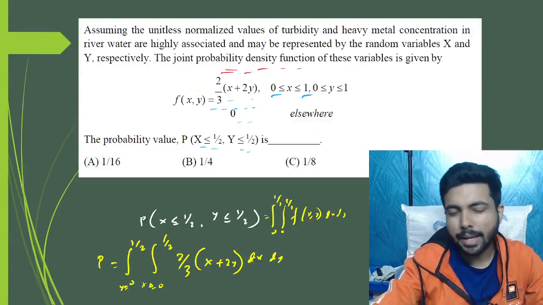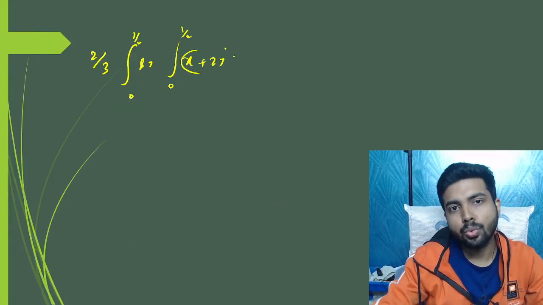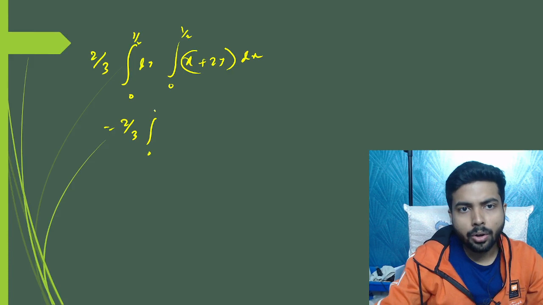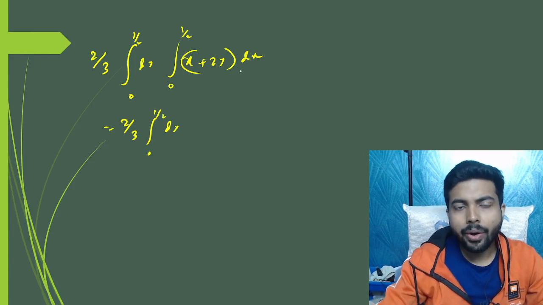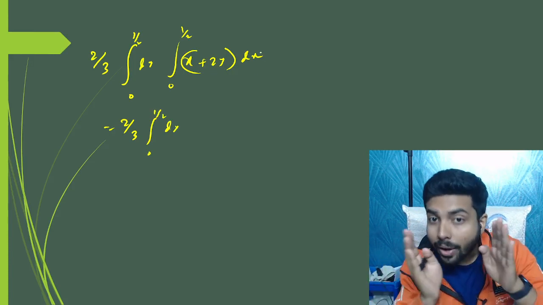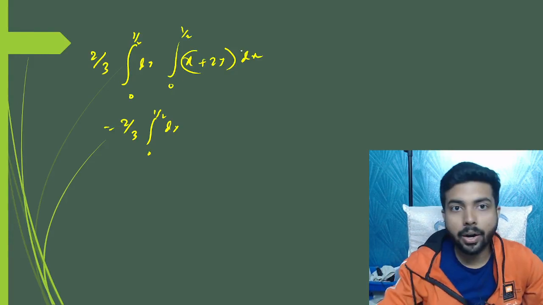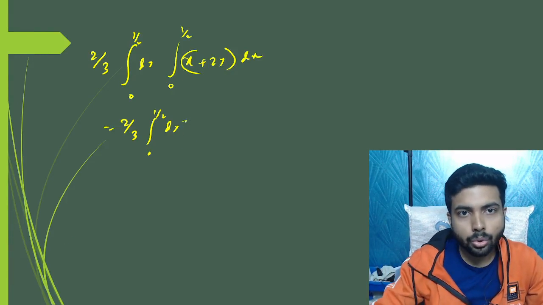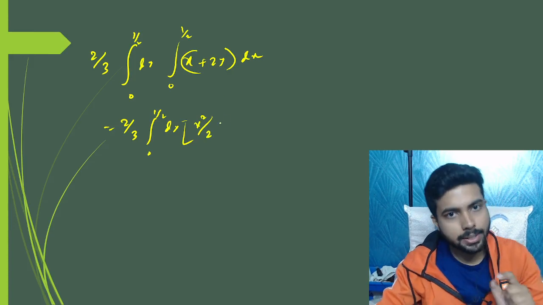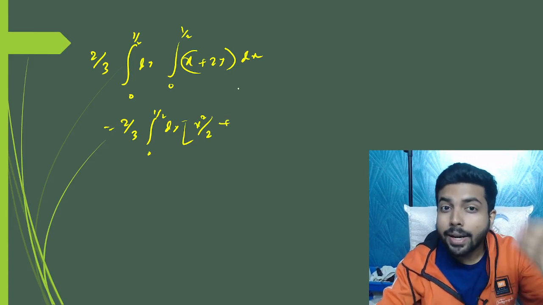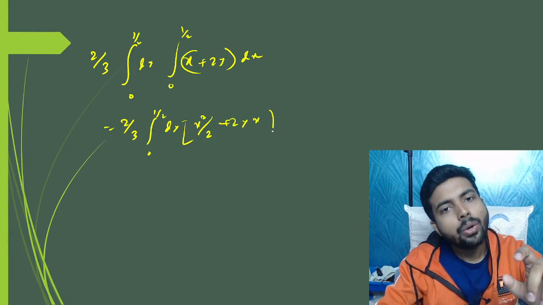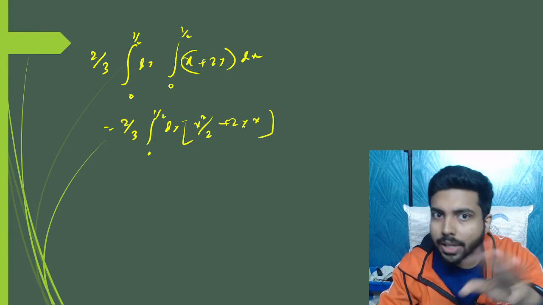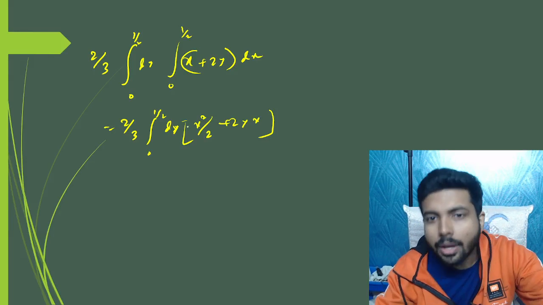So let's take 2/3 out first. Integral from 0 to half of x plus 2y into dx. So what will it become? Quickly tell me. When you are integrating with respect to x, I have told you to consider y as constant. So it is x square by 2 from x dx, plus 2y dx. The integration of 2y dx is 2y into x, because y is to be treated as constant; y's turn is going to come right now.